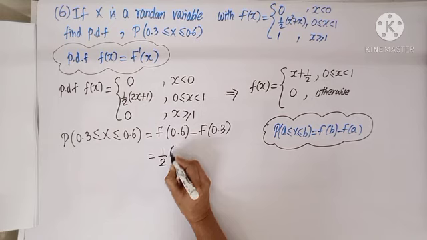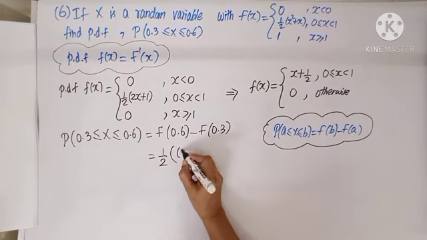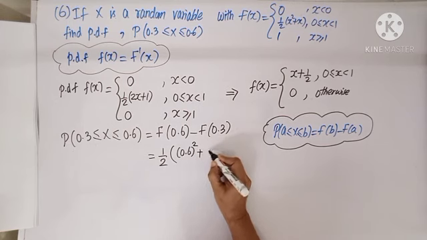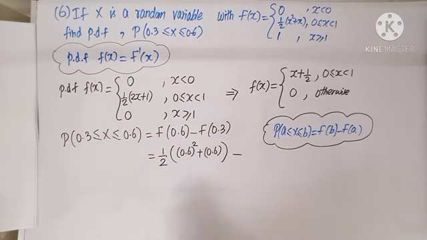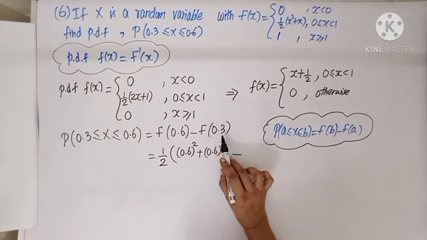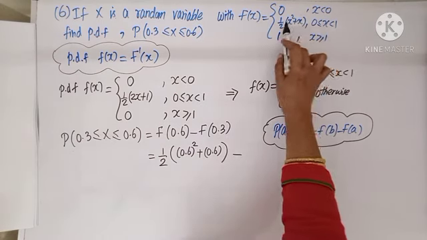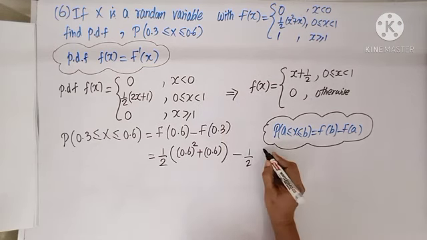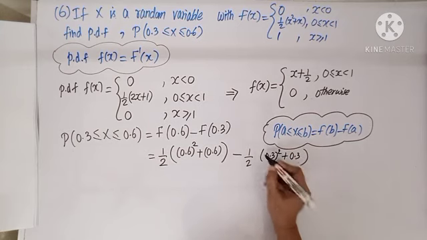Half, wherever x is coming, put 0.6: 0.6 the whole squared plus 0.6, minus. Where is 0.3 coming? Here again. So wherever x is coming, put 0.3. Half into 0.3 the whole squared plus 0.3.